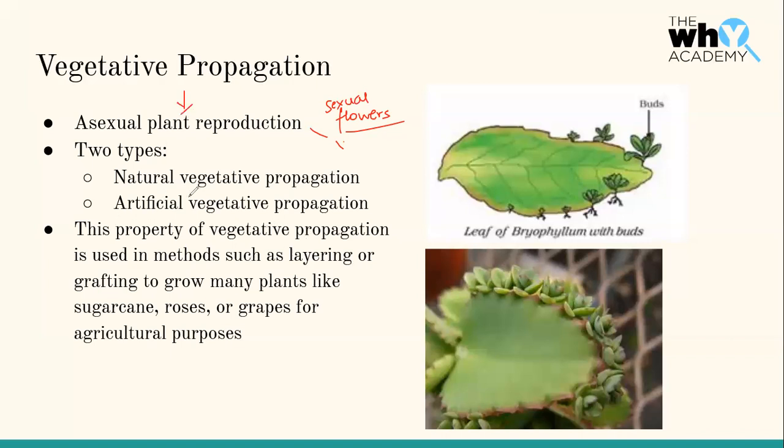Two types you have: natural vegetative propagation and artificial vegetative propagation. The difference is that some plants have this inbuilt capability of propagating by themselves, like the figure shown here, bryophyllum. I don't know if you've seen the bryophyllum leaves. Has anybody seen them? They are actually quite widespread. You might see them growing in your housing area, etc. There might be a lot of them.